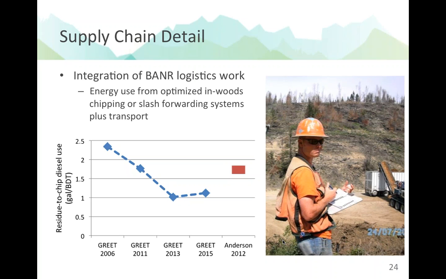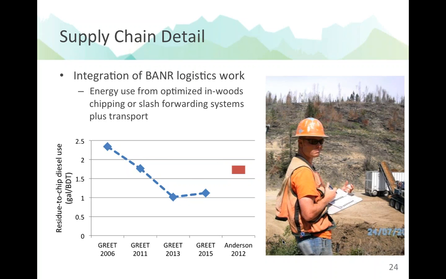Working with Nate and his guys, we can make a more precise estimate, more specific to our systems in the Intermountain West here. So instead of using the generic numbers from the GREET model, we can use their number of 1.7 or 1.8 gallons of diesel use per bone dry ton of biomass removed. So that's an example of what we do on the supply chain side.